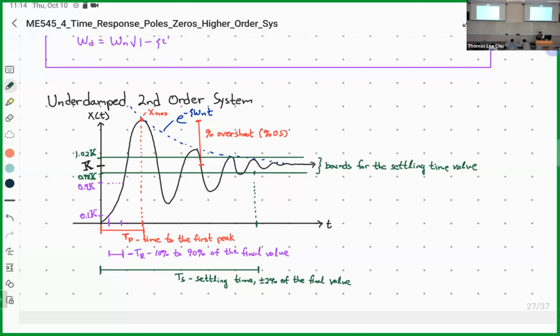We won't finish chapter 4. We'll finish it on Monday. So that means you guys are safe from higher order systems being on the midterm.